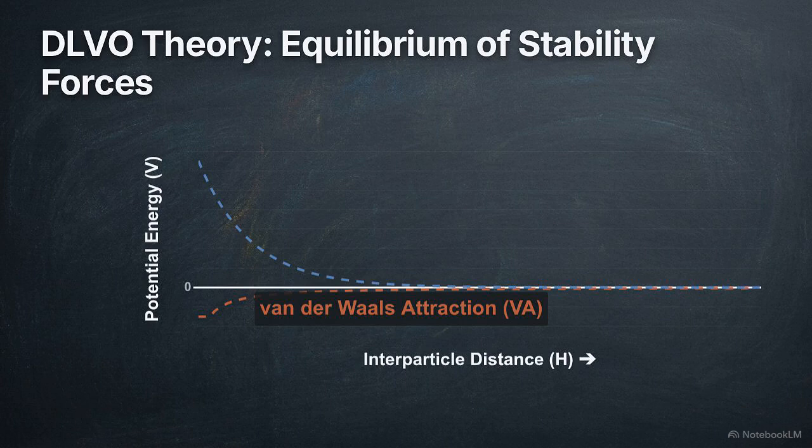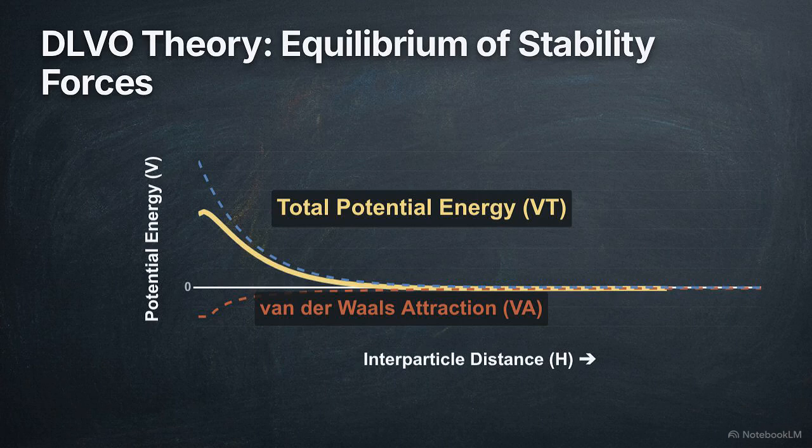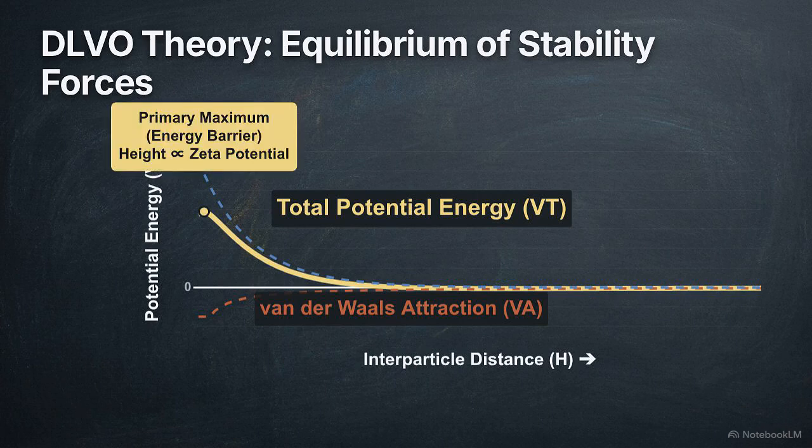Attraction exists as an inverse negative curve governed by the dispersion forces of the Hamaker constant. Adding these two forces together generates the total potential energy curve. The peak of this curve is the primary maximum. It represents the absolute energy barrier preventing the particles from colliding. The height of this barrier is controlled directly by the zeta potential.